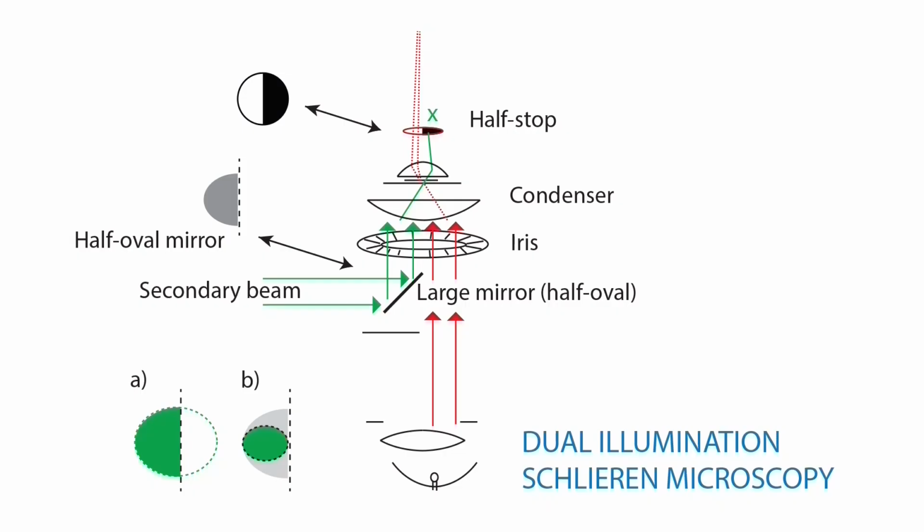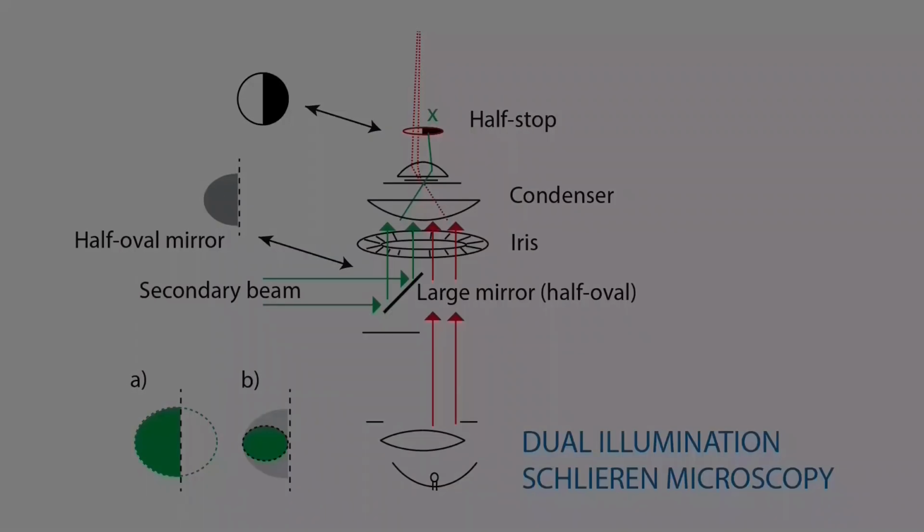The secondary beam is set off-axis to strike the half-stop only. The beam shown here has a relatively wide diameter, but in principle could also be made more narrow if desired, or as a slit beam.